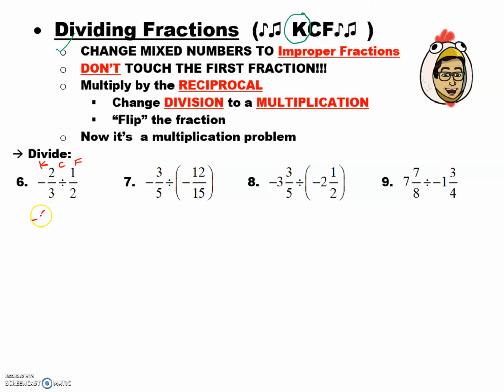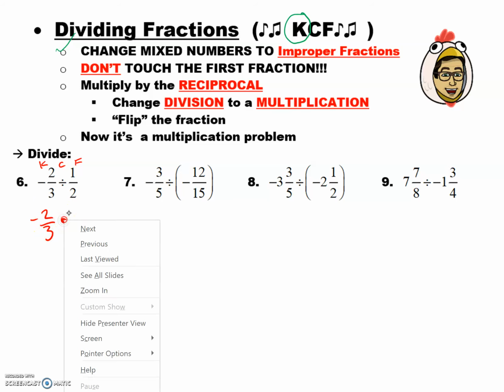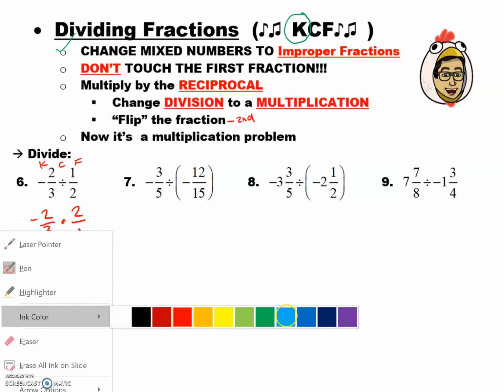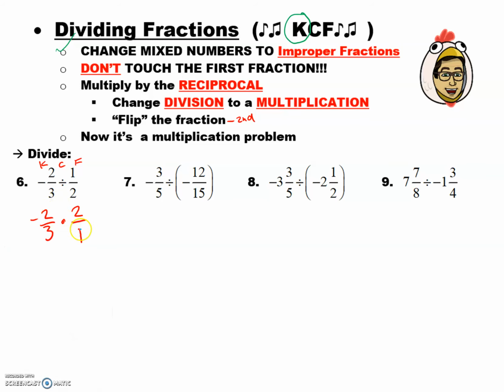So I keep this one. That stays the same. Change this to multiplication. And then flip the last fraction, so rewrite it as the reciprocal. When we do this, flip the second fraction. That's kind of an important one, the second one. And now it's just multiplication, so we multiply straight across. Check for cross canceling. Anything? No. So negative 2 times 2 is negative 4. 3 times 1 is 3.